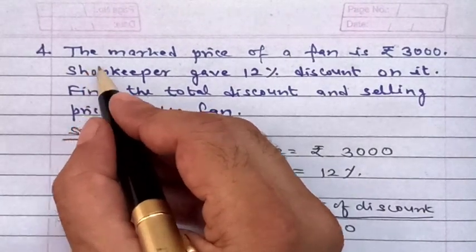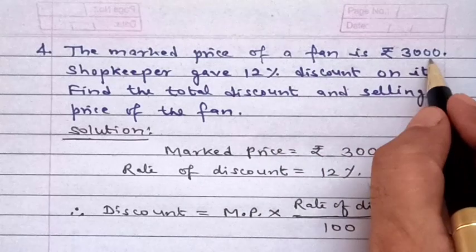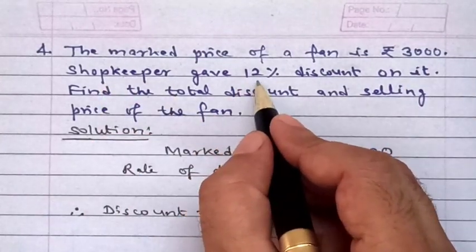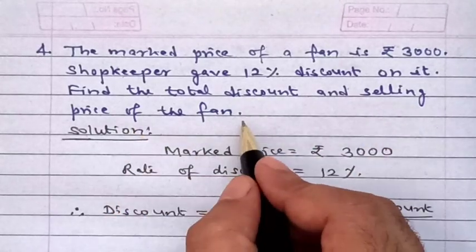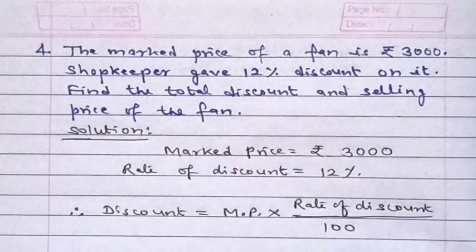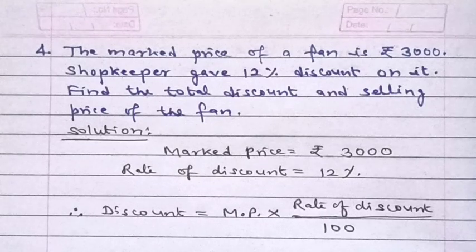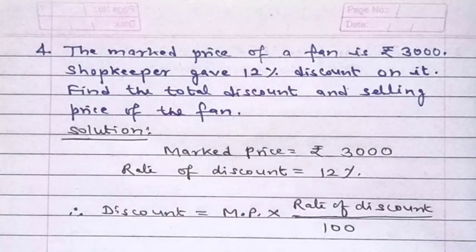Fourth question. The mark price of a fan is rupees 3,000. Shopkeeper gives 12% discount on it. Find the total discount and the selling price of the fan. So what is given to you? Mark price and percent discount. What is required to find? Total discount and selling price of the fan. First of all, we'll try to find out the total discount. Once I get the total discount, I'll subtract discount from the mark price to get the selling price. So let's begin.